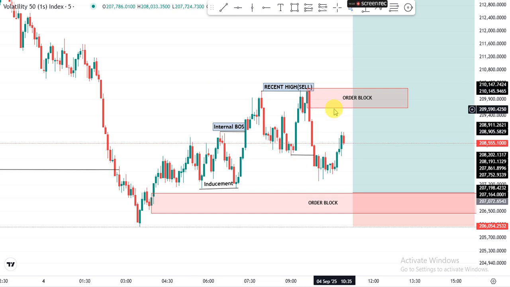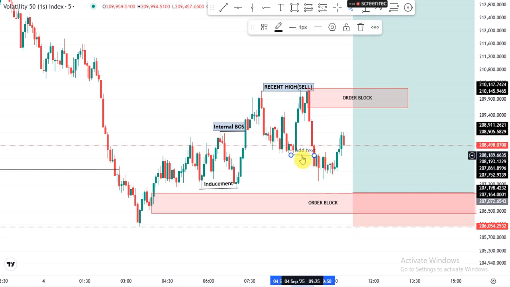So right now, I'm waiting. If this market comes in here, I'll sell down because it has given me a break of structure here. A break of structure has happened right here. A break of structure here. I'm going to take that sell when the market comes right there.